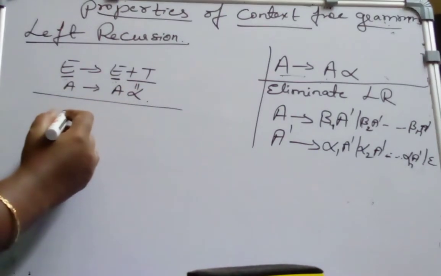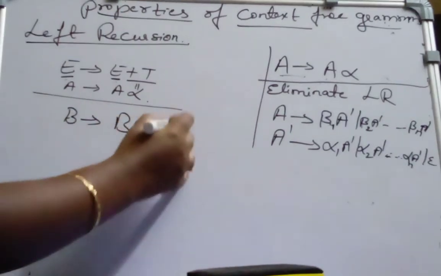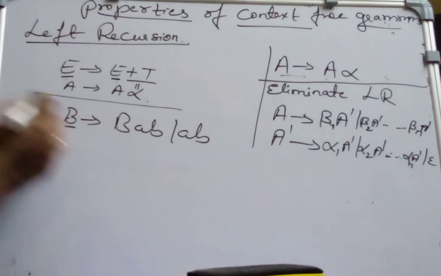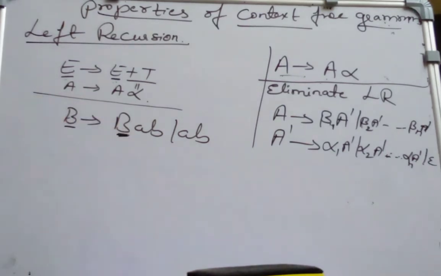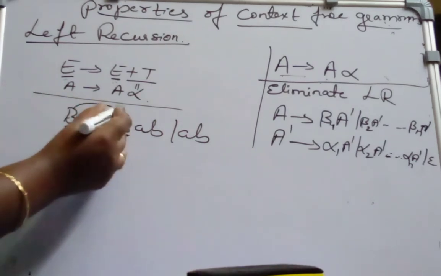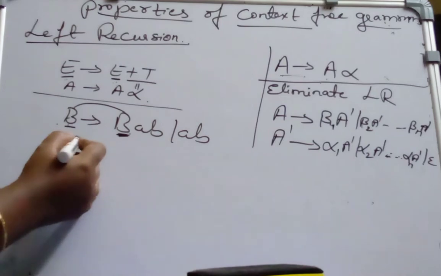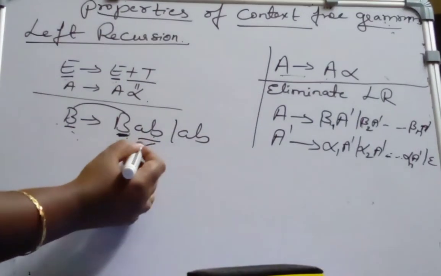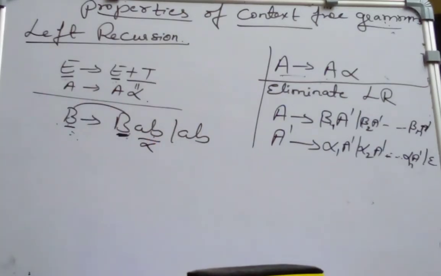Consider example 2. If my production is B derives BAB or AB, I have B on the left hand side, and the first symbol on the right hand side is B itself. Since the first symbol is the same as the left hand side symbol, it is of the form A derives A alpha, where AB is alpha. If this is the case, then we say that this is a left recursive grammar.